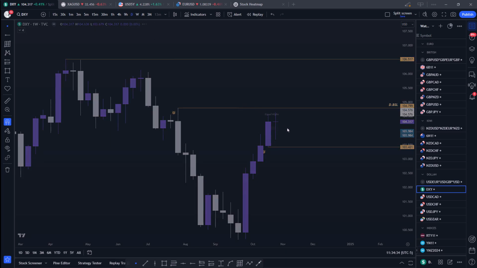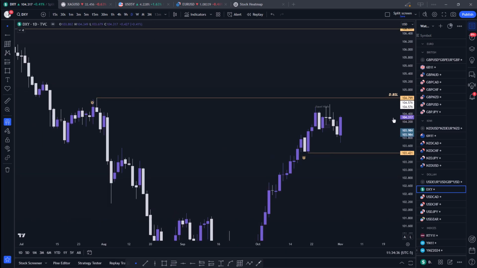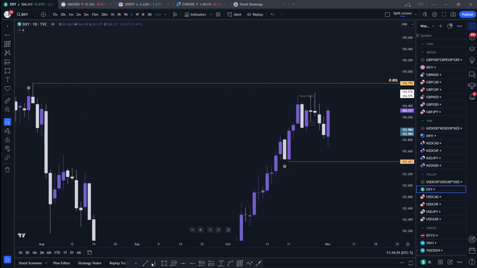When we go on a lower time frame like the daily chart, for example, we can clearly see the expansion from tapping this order block.